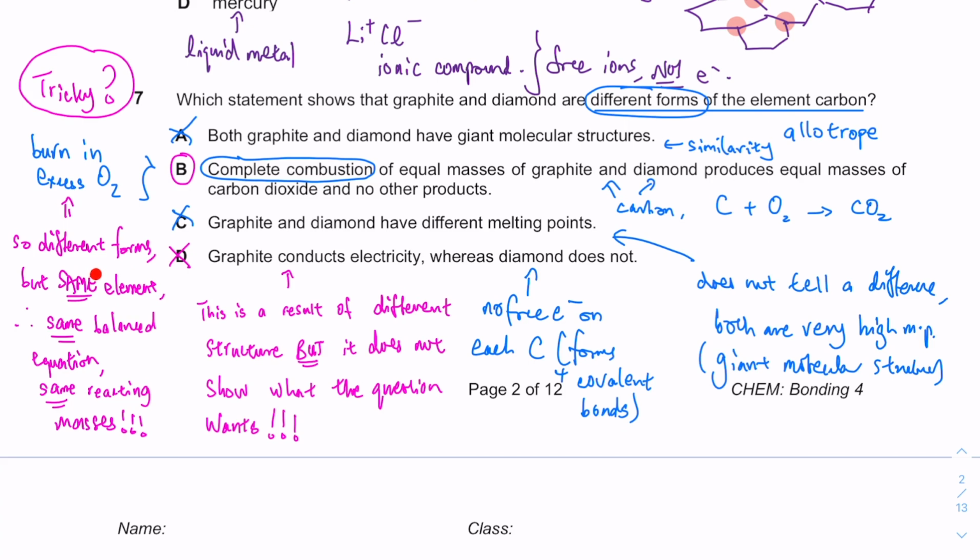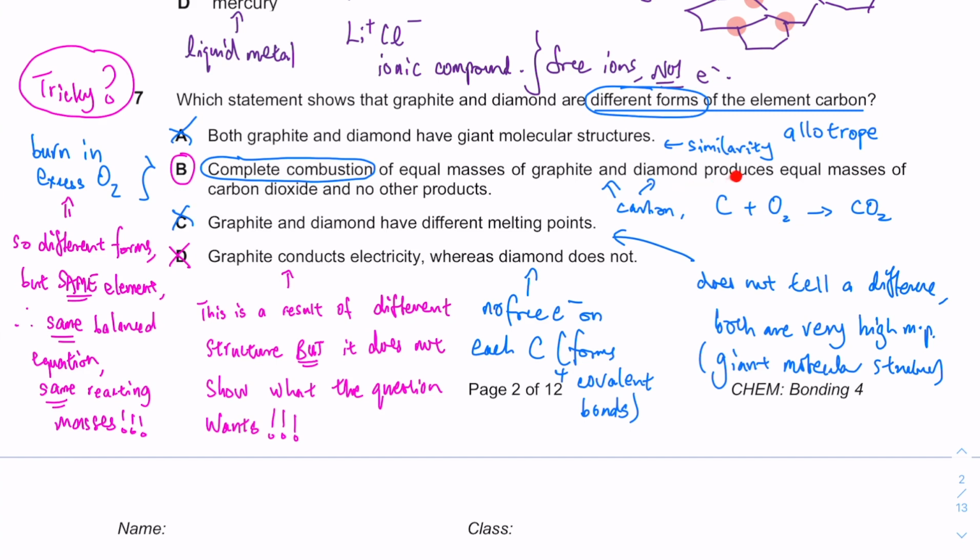Because they are the same element, you have the same balanced equation. When you burn graphite, you burn in oxygen to give you carbon dioxide. It follows this equation. When you have diamond or graphite, it's the exact same equation, whether you're burning the really cheap graphite or whether you are burning diamond, which is a really expensive source of carbon dioxide, because you get exactly the same product by combusting or by burning diamond in excess oxygen.